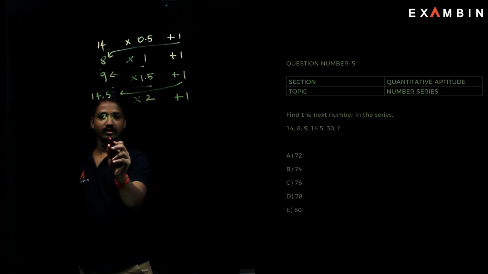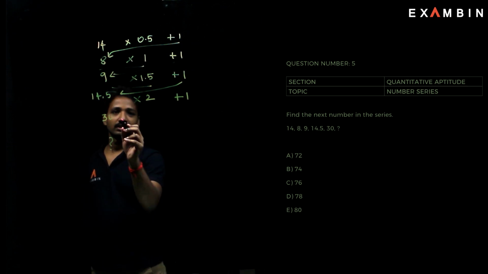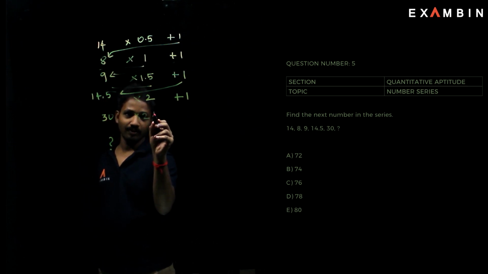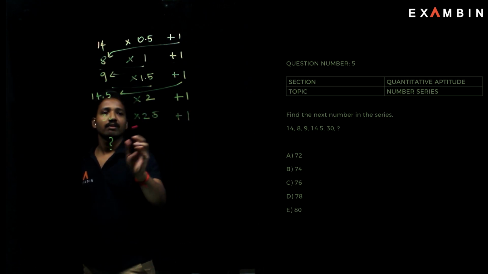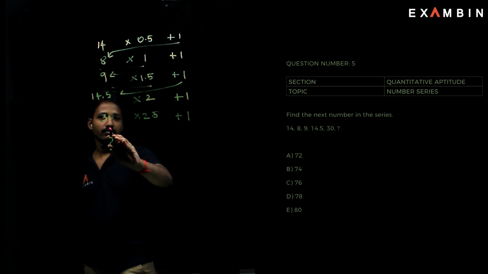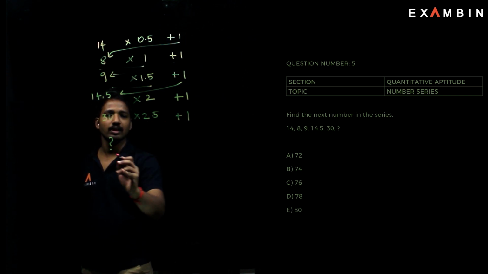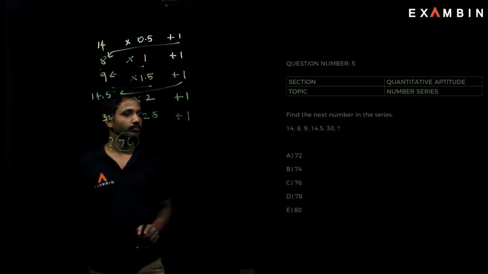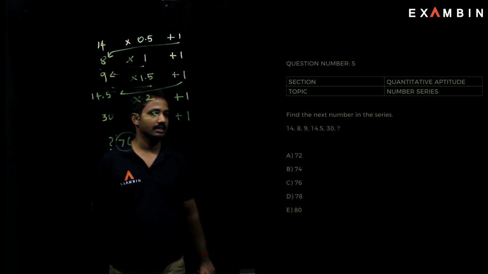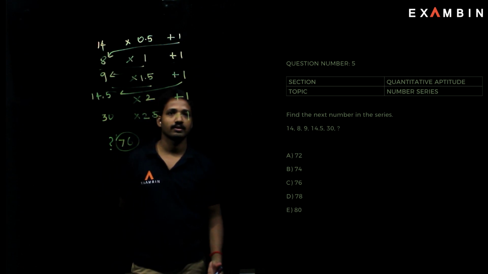So the next number we have to find, 30 into 2.5 plus 1. 30 into 2.5, 60, 15, 75 plus 1. So it is 76. The answer would be option C, 76. Next question.